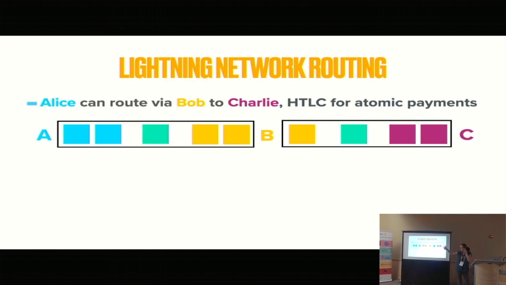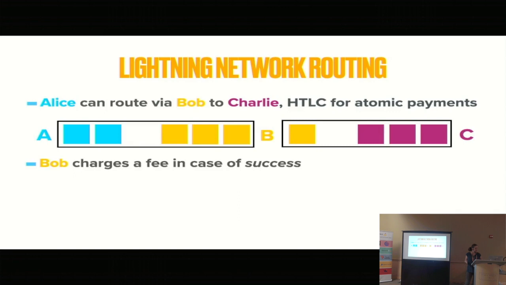Bob locks, again, funds between himself and Charlie, saying, okay, give me the secret, you'll get the funds. Charlie gives the secret, takes the funds, Bob with the secret goes to Alice, claiming the funds, everything is fantastic. Bob also can charge a fee when this succeeds, it's not in the animation, but trust me, it happens.